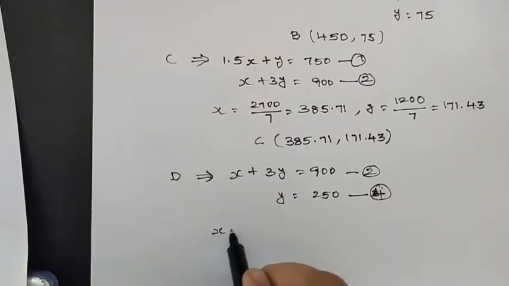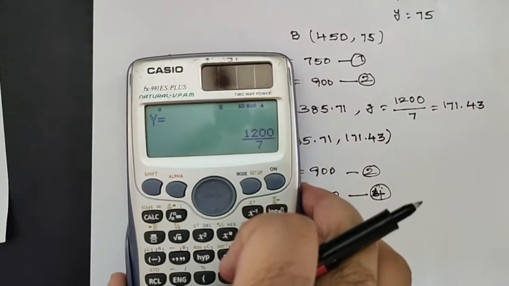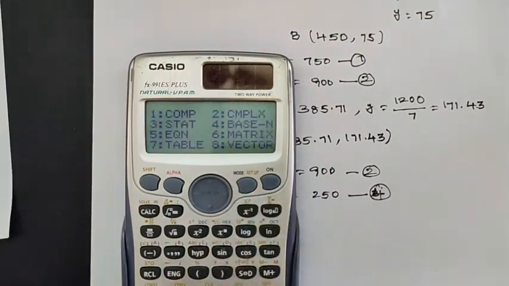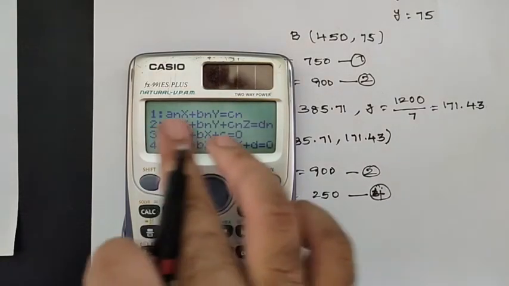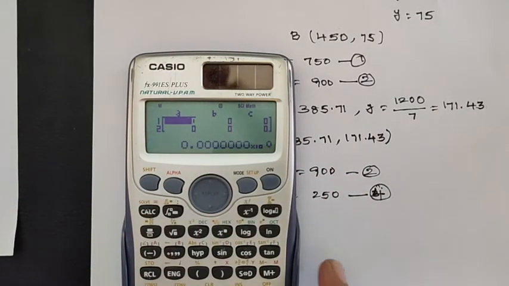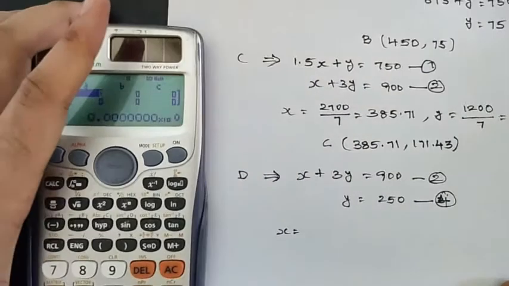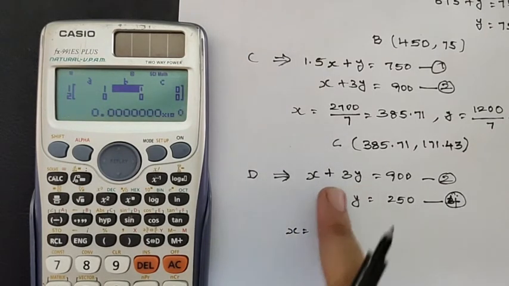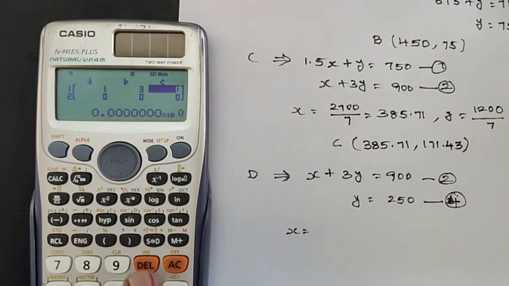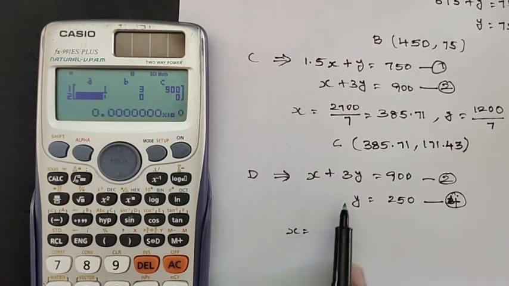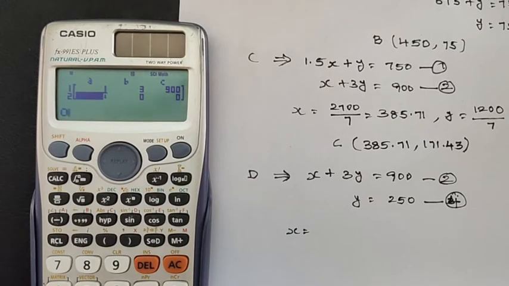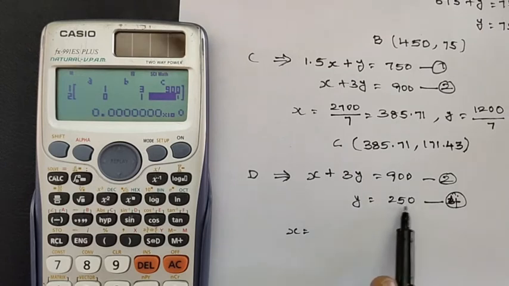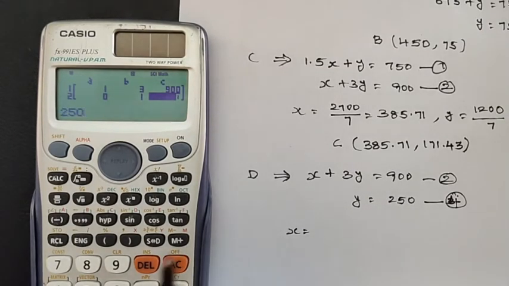So then x is equals to. Here in the calculator we will have like this. And next press mode, again equation mode 5, and the form of equation is first form. Now write the coefficients. x coefficient 1, y coefficient 3, C is 900. Next, in the second equation, x is not there, that means the coefficient is 0. What is the y coefficient? 1. And what is the C value? 250. Press equals.